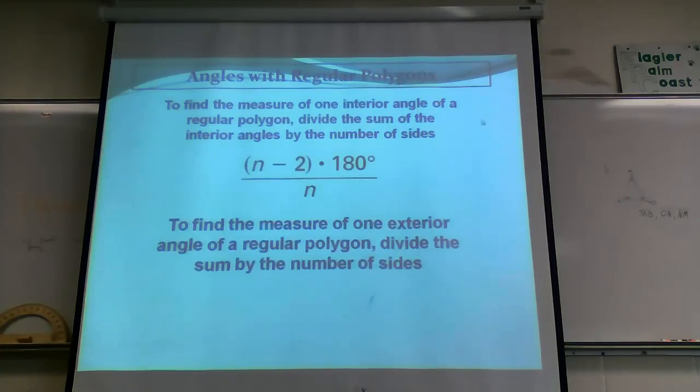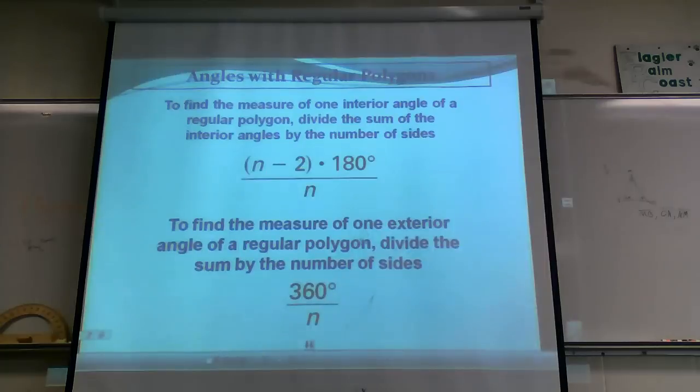And then, of course, I can do the exact same thing for an exterior angle by still doing sum divided by number of sides. Just in this case, the sum of the exterior angles, like we just said, is always 360. So with both of these, make sure you're very clearly labeling this is for one angle. This is for one angle.